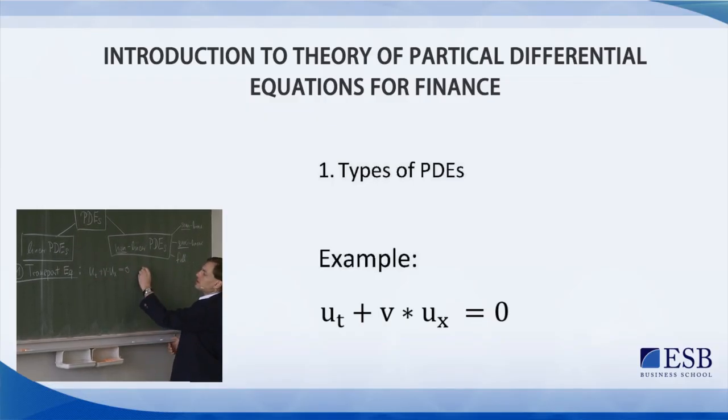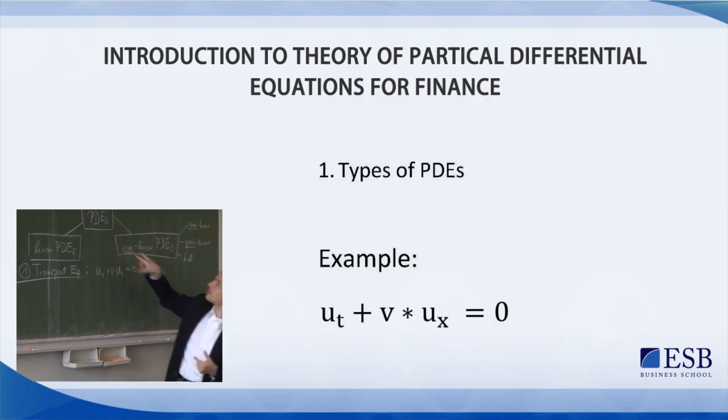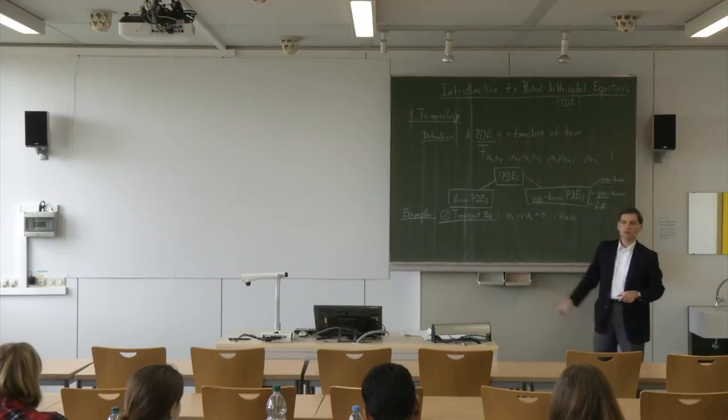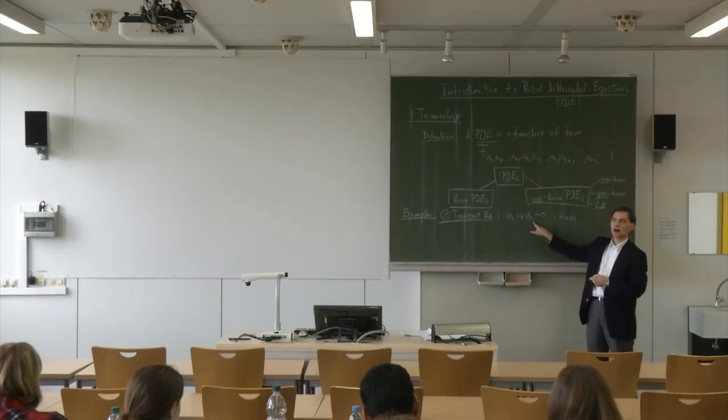Why? Because in general you have a function dependent on x and t. The function depends on two variables. x is space, t is time. And now I have the time derivative in this equation and the space derivative in this equation. It's a function of at least two variables. And we have the derivatives, and they are in the same line. Therefore we call this a first order partial differential equation, because we have the first derivative.